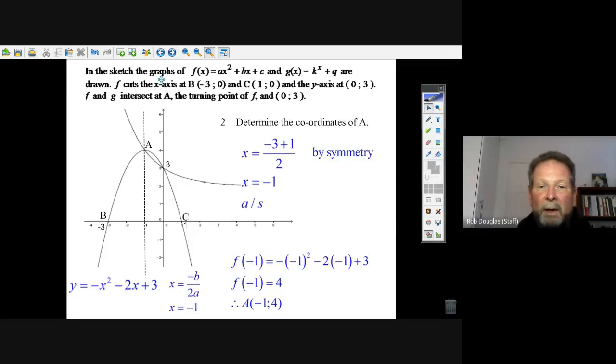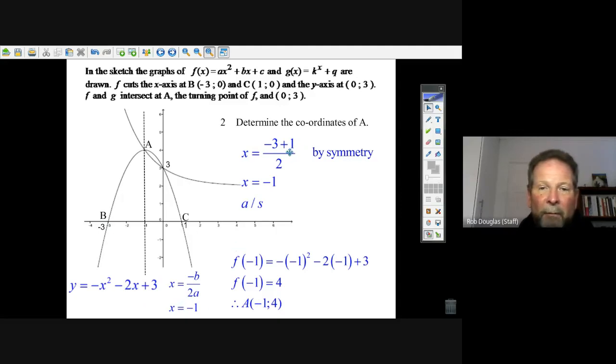Okay, let's try the next question. Determine the coordinates of A. Well, I've got these x-intercepts. If I add them together and divide by 2, I'll get the middle, minus 1 right here. So I go minus 3 plus 1 divided by 2. x equals minus 1 is the axis of symmetry, and the reason that works is because of symmetry. The axis of symmetry always falls right in the middle of these x-intercepts. You could have taken the standard form and done minus b over 2a, where b is minus 2 and a is minus 1, and you'll get exactly the same answer.